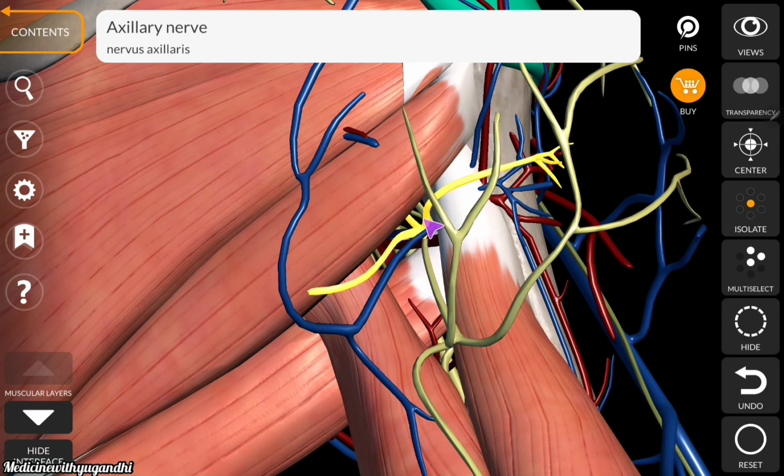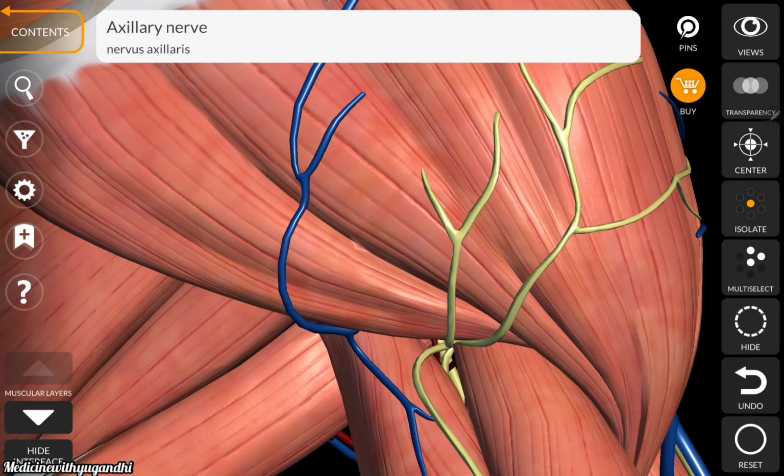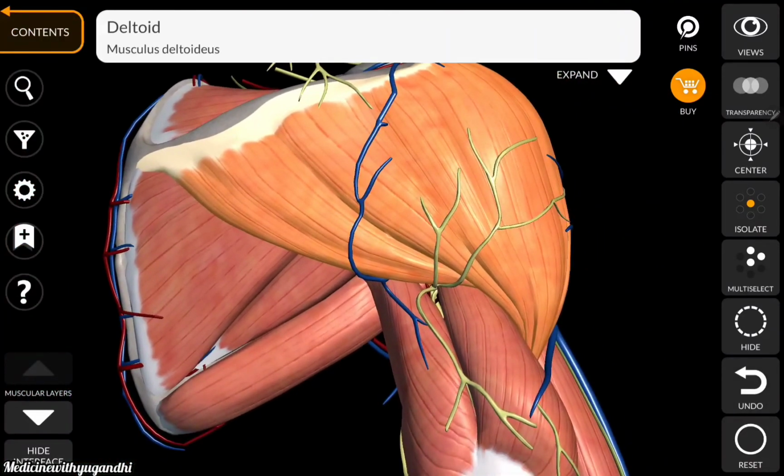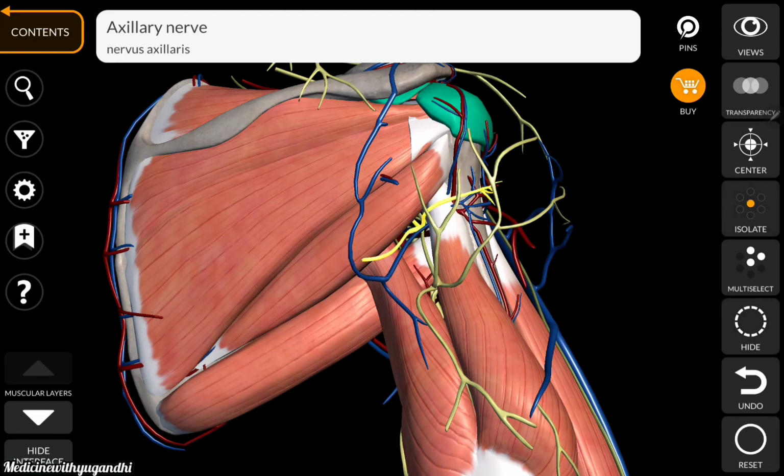One is the anterior branch and the other one is the posterior branch with respect to the deltoid muscle. Here you could see the deltoid muscle. Once I remove this deltoid muscle, the axillary nerve will be very much clear to see. So I am removing the deltoid muscle. See, this is the axillary nerve, this is the anterior branch, and this is the posterior branch.